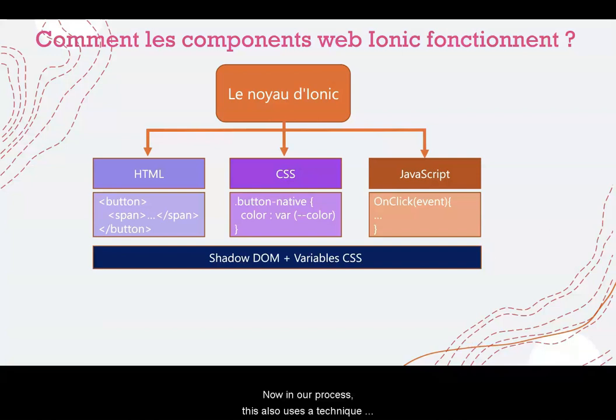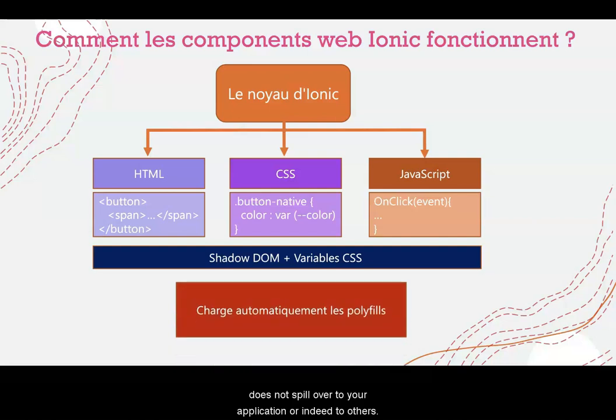Now in our process, this also uses a technique called shadow DOM, and CSS variables, which helps encapsulate the styles of this component so that the style applied to the elements of this component doesn't spill over to your application or indeed to others. In addition, Ionic web components automatically load all the necessary polyfills to make them work on all browsers by automatically filling in all the required information.